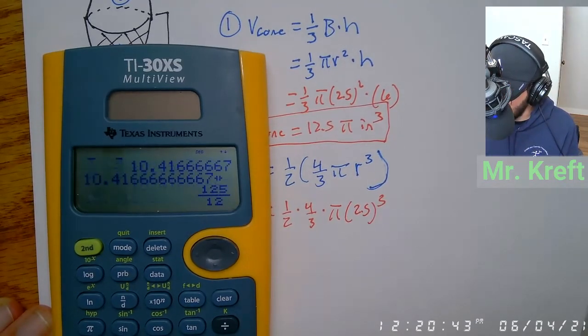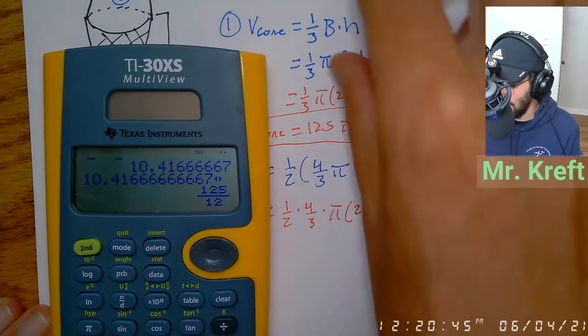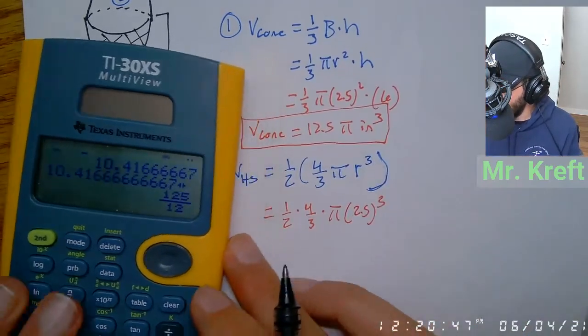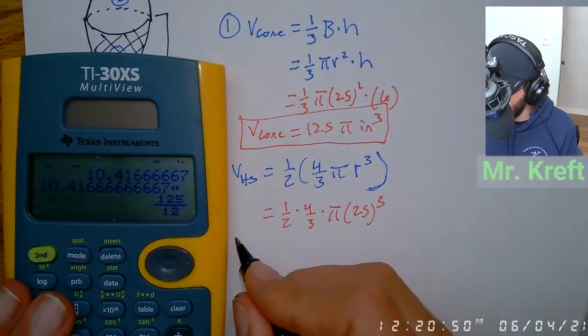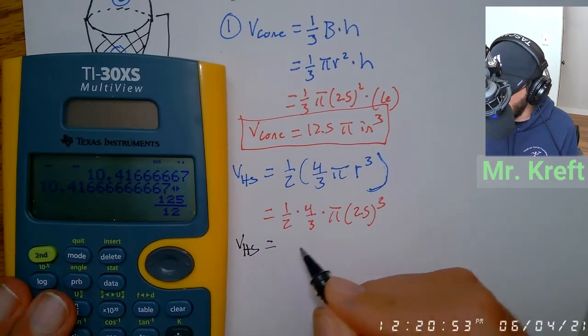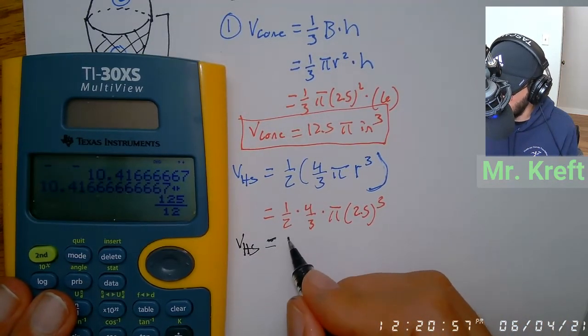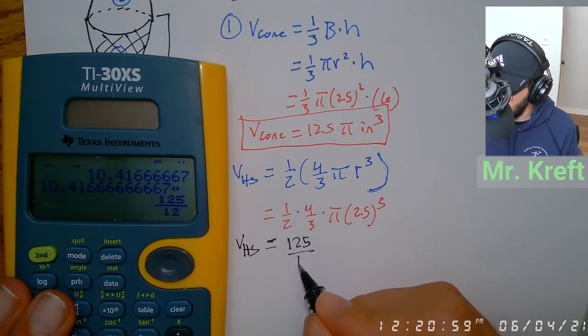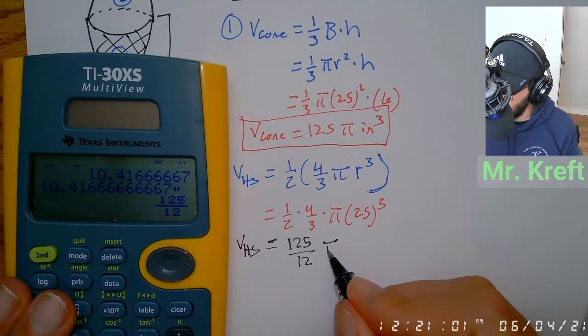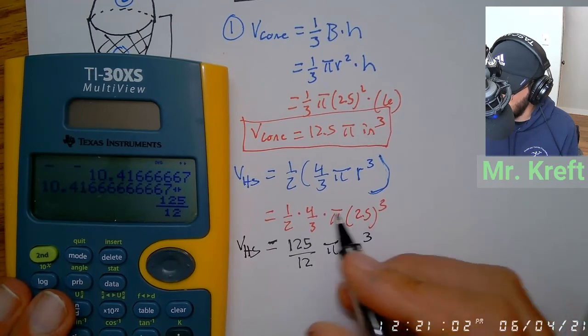It's an ugly number, isn't it? So that's unfortunate. Oh, cool. I can get mine to a nice number. If you're unable to do that on your calculator, you can always just keep as many decimals as possible. That's one way of doing it. So it's 125 twelfths pi inches cubed.